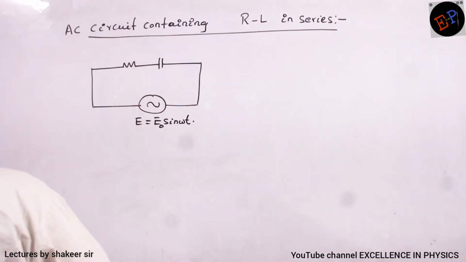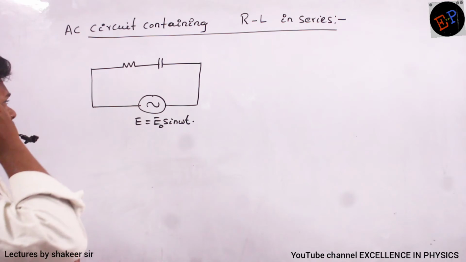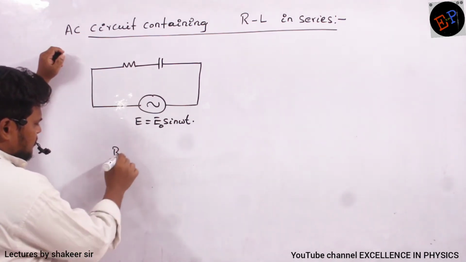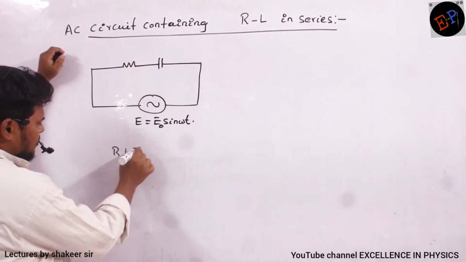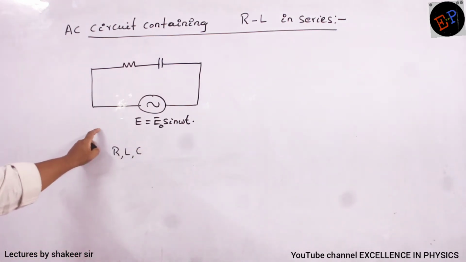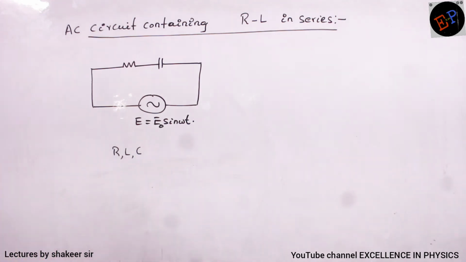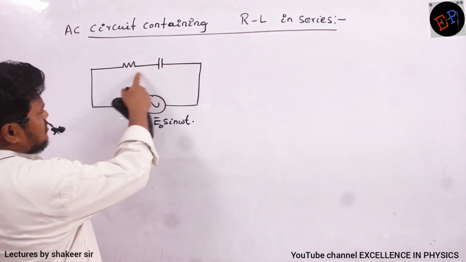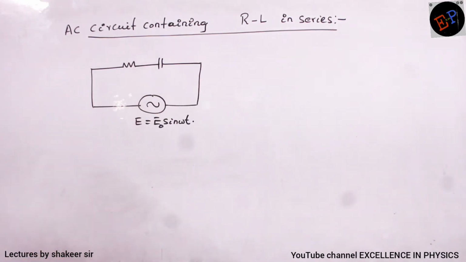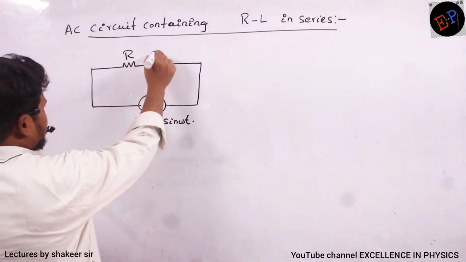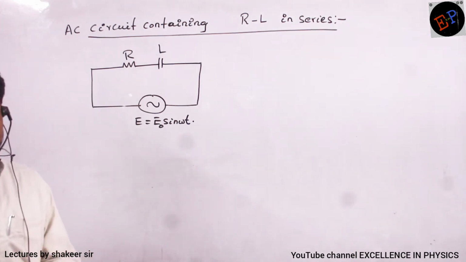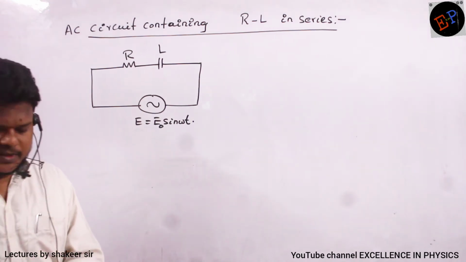Yesterday we studied 3 circuits: a circuit containing only resistance, only inductance and only capacitance. This is what we studied, no? Now we are studying combinations. In a series circuit, resistance and inductor both are present. Now from this I want to analyze the circuits: what is the power consumed, what are the phasor diagrams, all this we have to study.